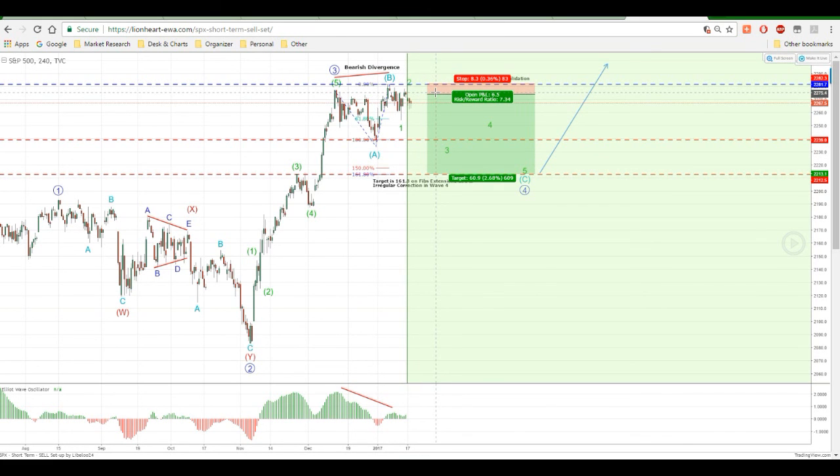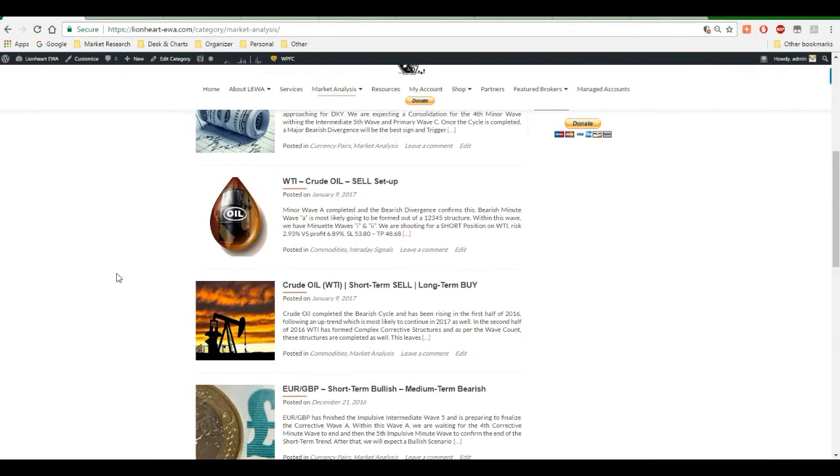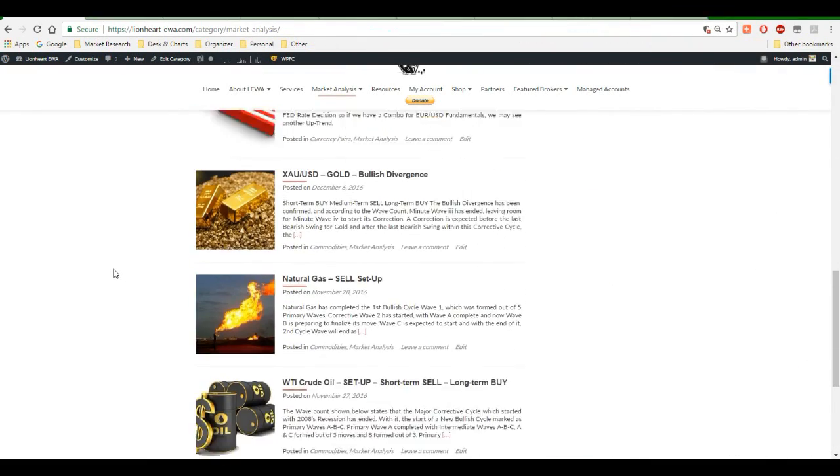My risk on this trade is very limited, 0.36% risk towards the potential 2.68% profit. This is basically all that I wanted to tell you guys about the market.